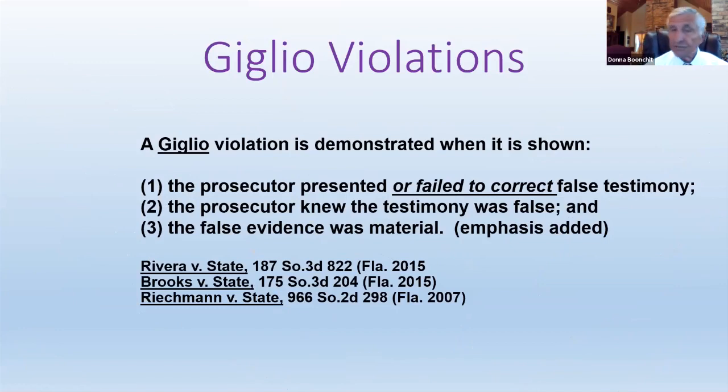Giglio violations. A Giglio violation is demonstrated when it is shown, one, the prosecutor presented or failed to correct false testimony. I underlined "or failed to correct." This is what happens most of the time. I don't think you're going to have an awful lot of prosecutors who talk to someone before they put them on the stand and say, now listen, I know you're going to lie, but it's the only way we're going to win, so I want you to go up there and lie, and then we'll both deny it if you get caught. I'd like to have a little bit more faith in the system.